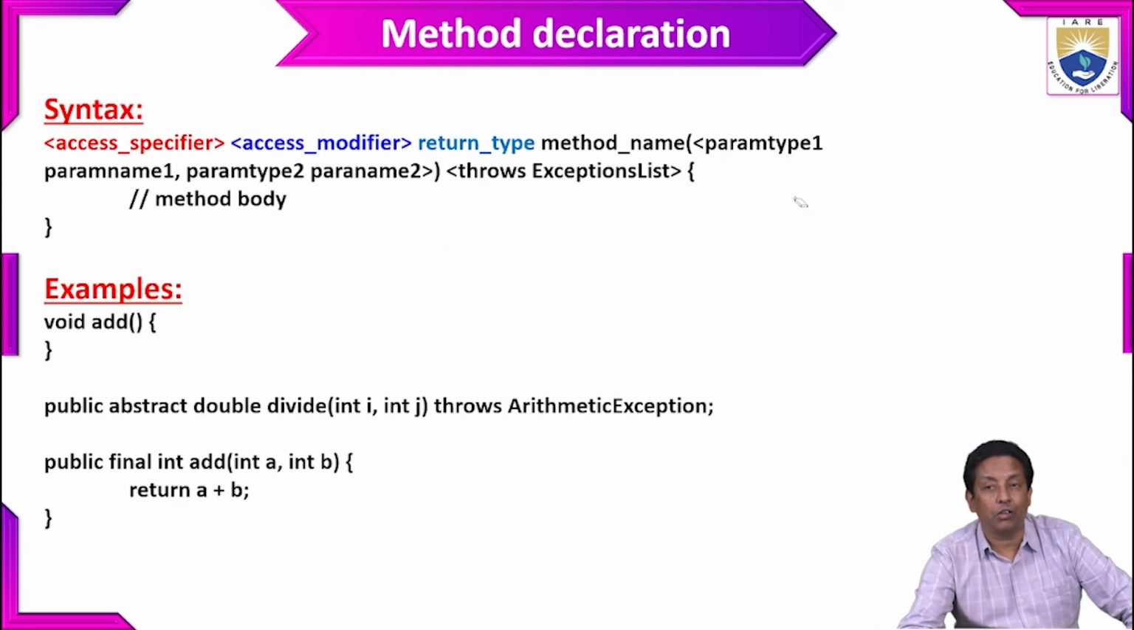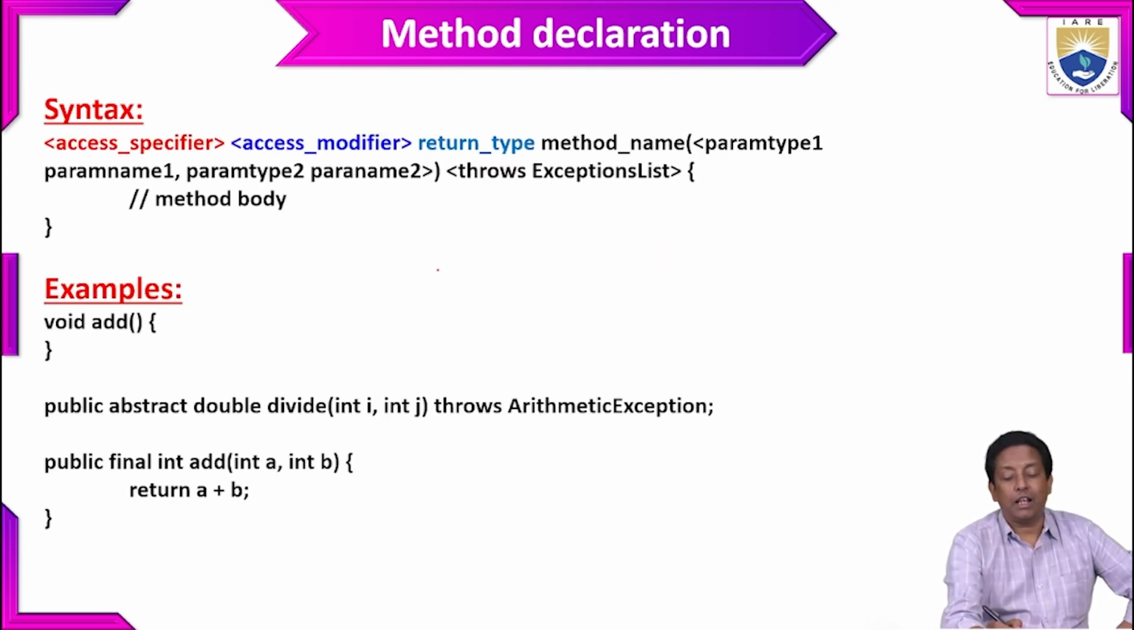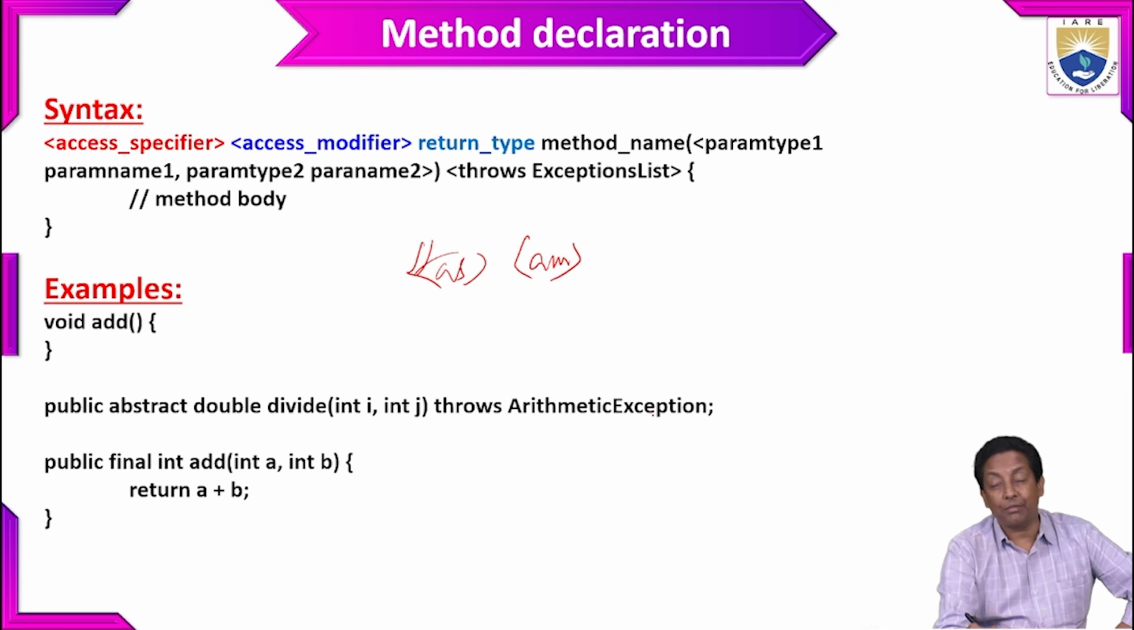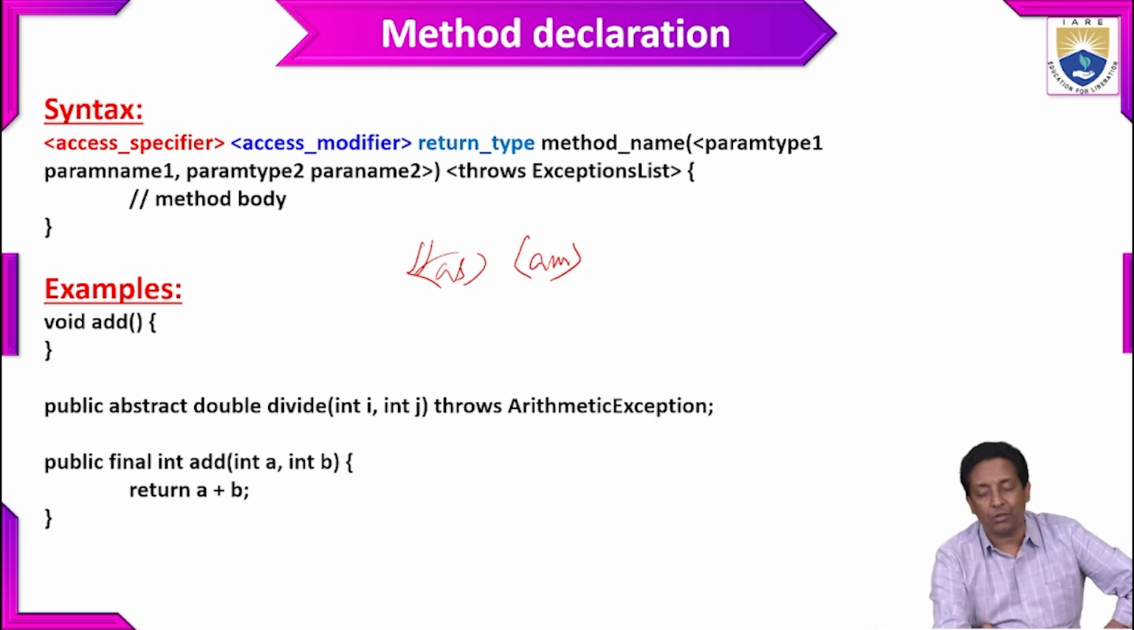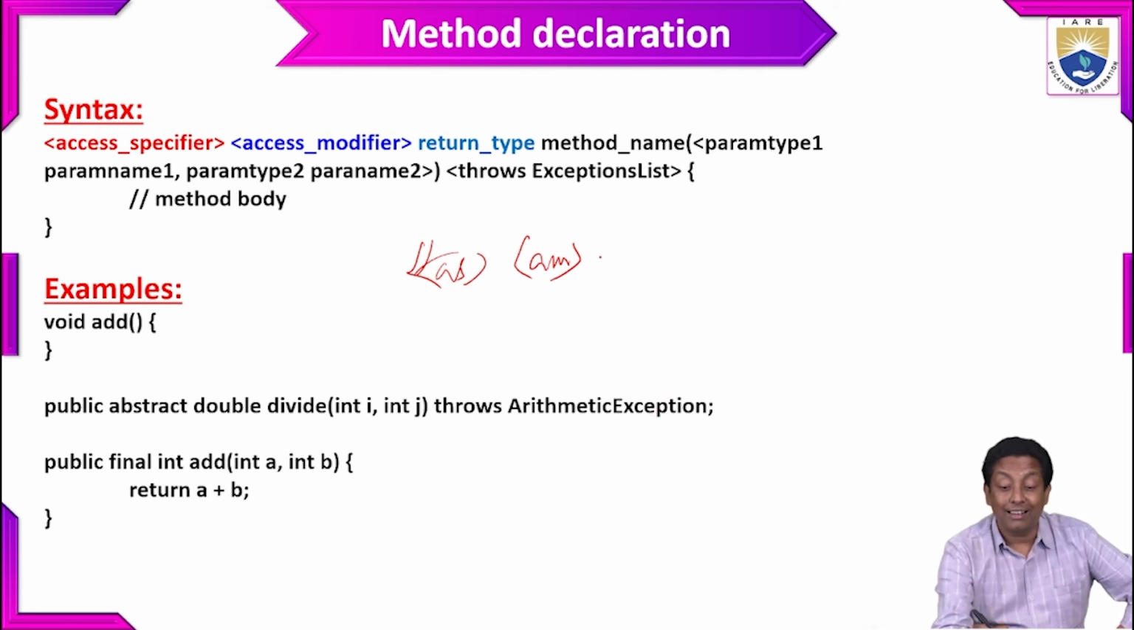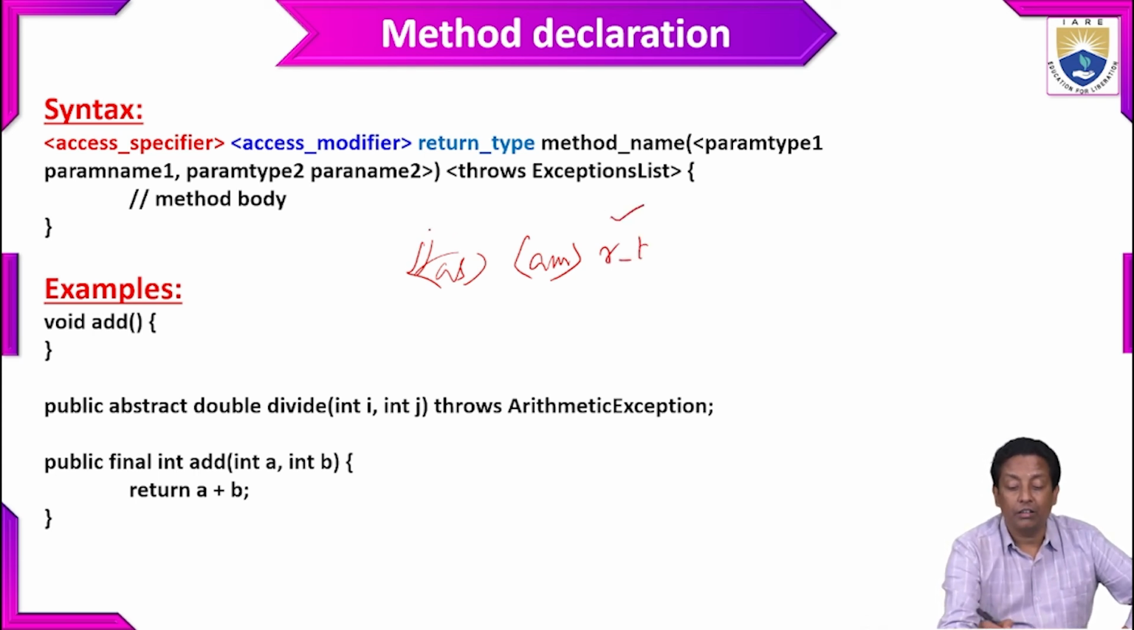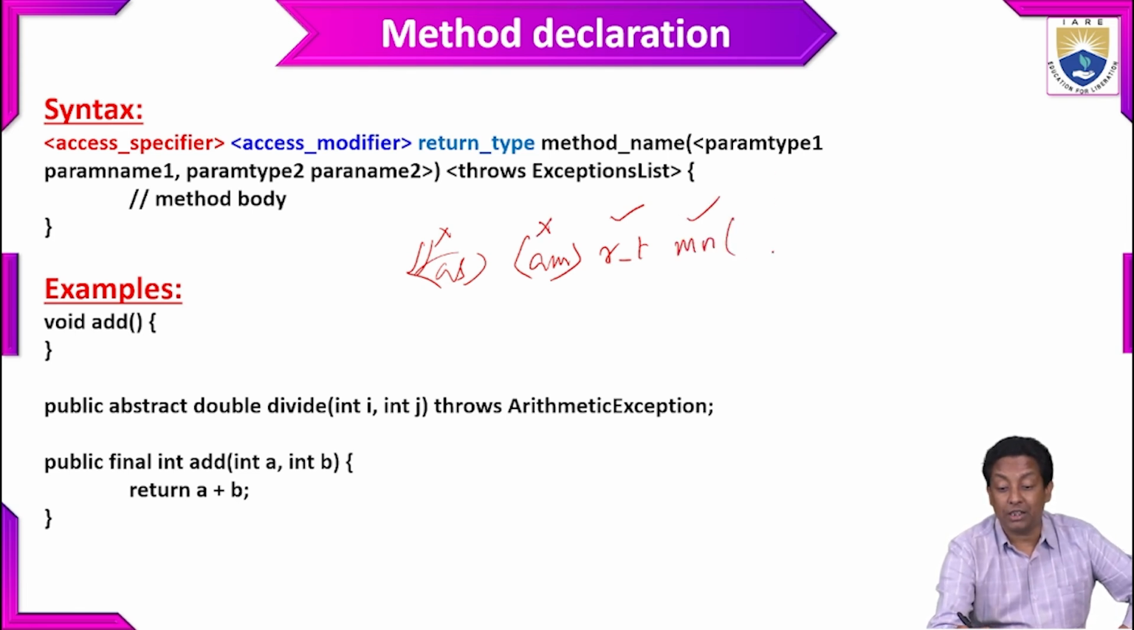In the method also, the method contains an access specifier first, which is optional. Access modifier next: public, abstract. Then next, return type. Return type is compulsory. Access specifier is optional, access modifier is optional. Return type is compulsory. Method name is compulsory. Inside the method, parameter type and parameter name and so on are all optional.